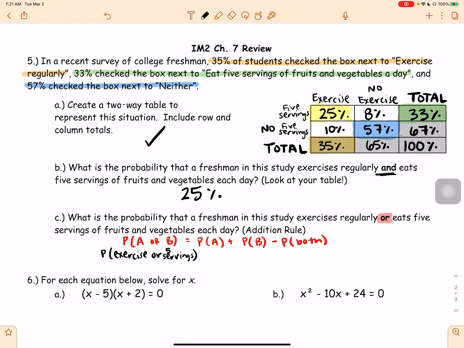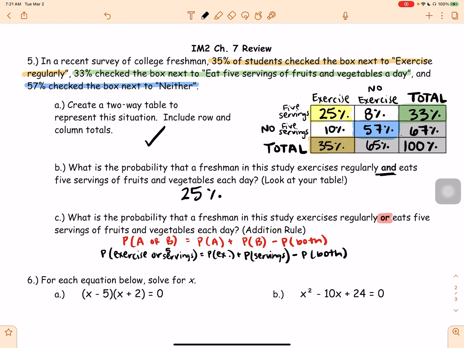So the probability of exercising, I'm just going to put probability of X, probability of exercising plus the probability of the 5, I'm going to write servings because I don't want students to ever write a number inside of there, plus the probability of eating 5 servings minus the probability that they do both.